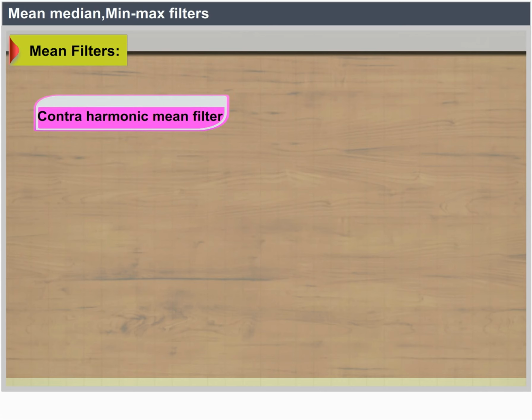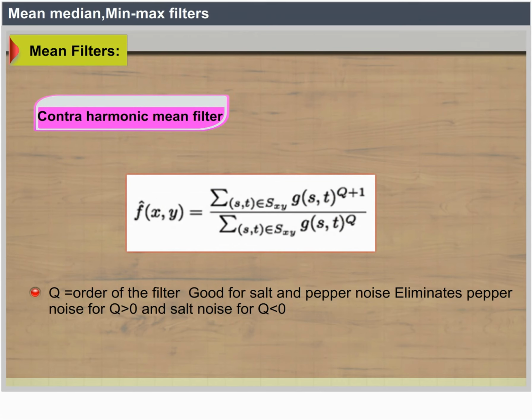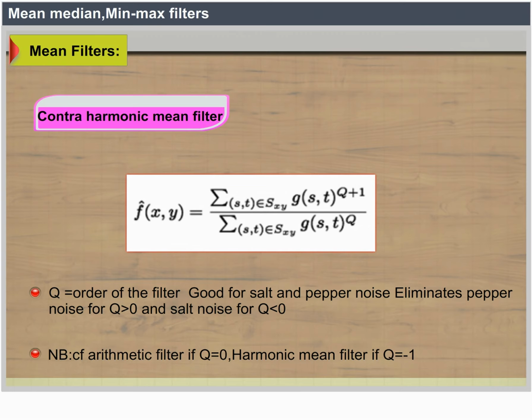Contraharmonic mean filter equations are also shown. Q is the order of the filter, good for salt and pepper noise. Eliminates pepper noise for Q greater than 0 and salt noise for Q less than 0. Note: arithmetic mean filter if Q equals 0, harmonic mean filter if Q equals -1.